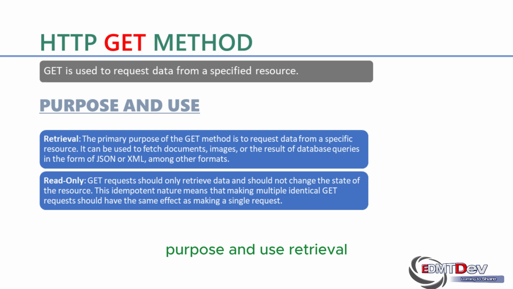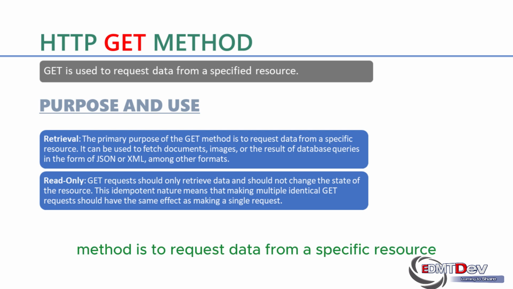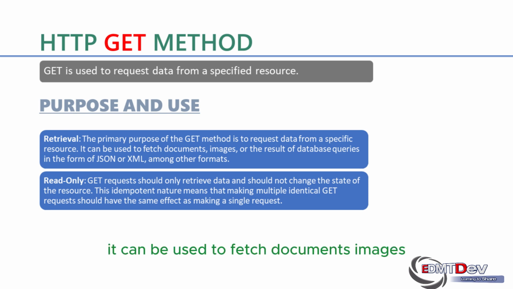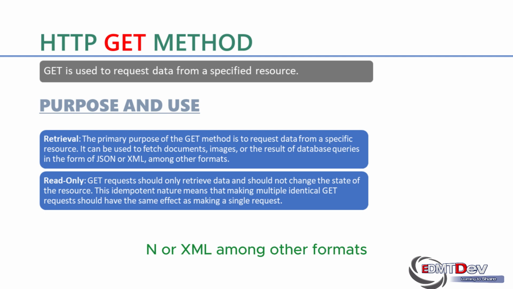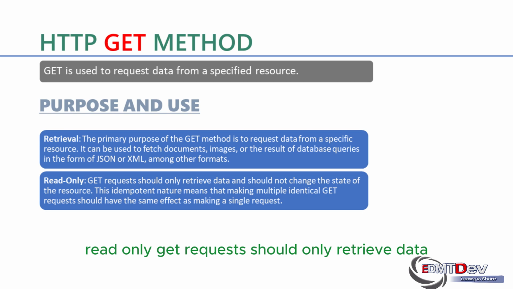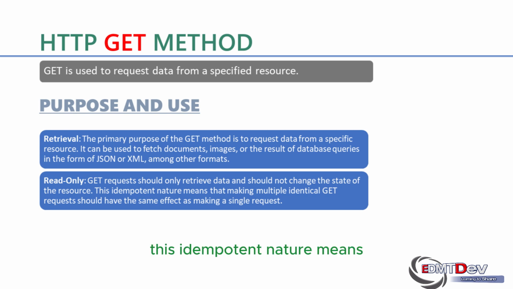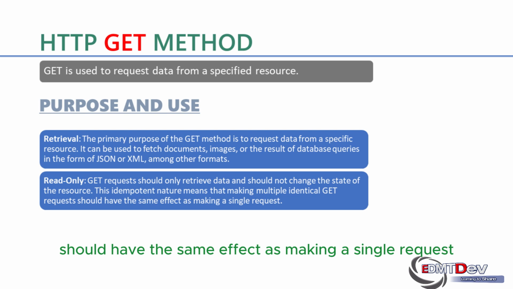Purpose and use. Retrieval. The primary purpose of the GET method is to request data from a specific resource. It can be used to fetch documents, images, or the result of database queries in the form of JSON or XML, among other formats. Read-only. GET requests should only retrieve data and should not change the state of the resource. This idempotent nature means that making multiple identical GET requests should have the same effect as making a single request.